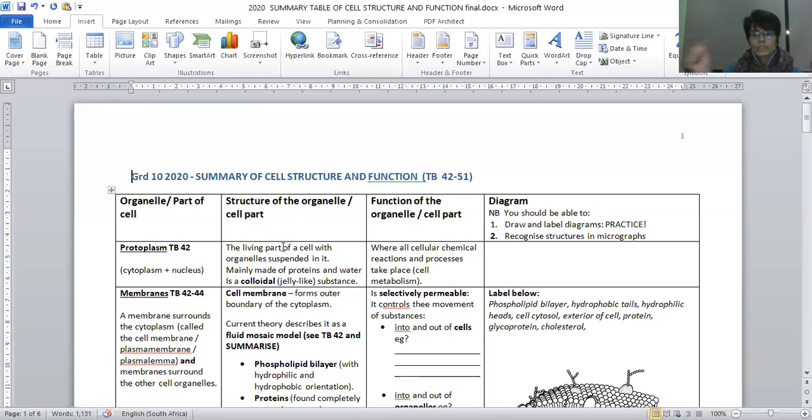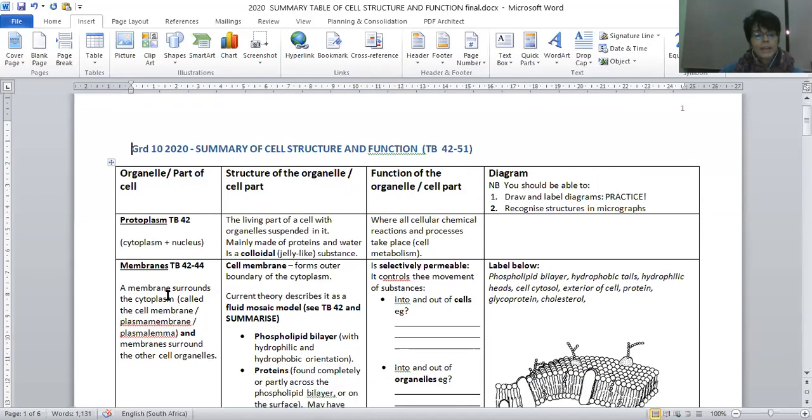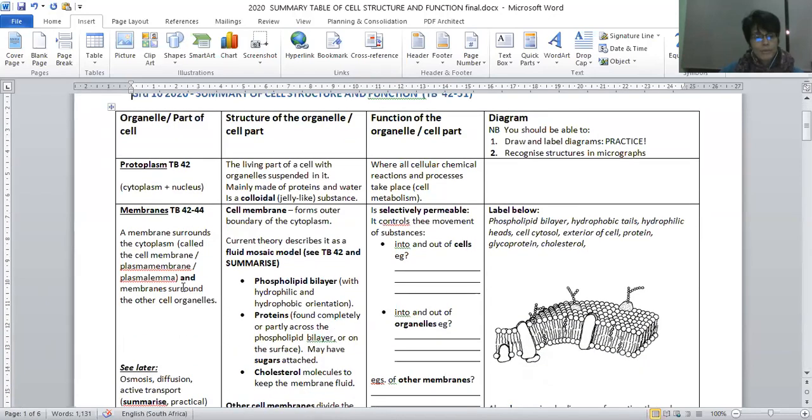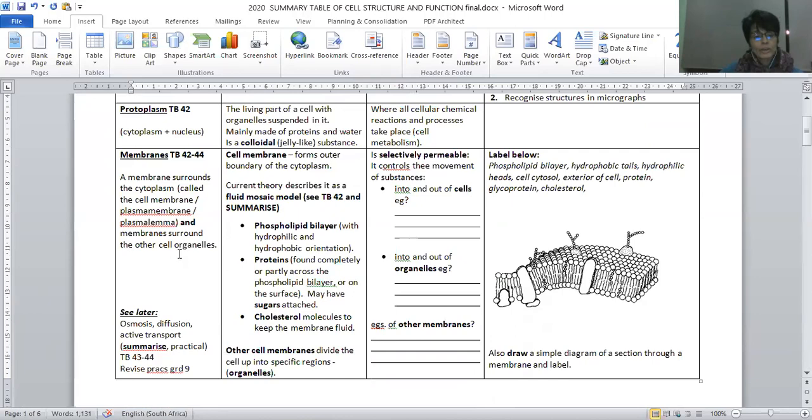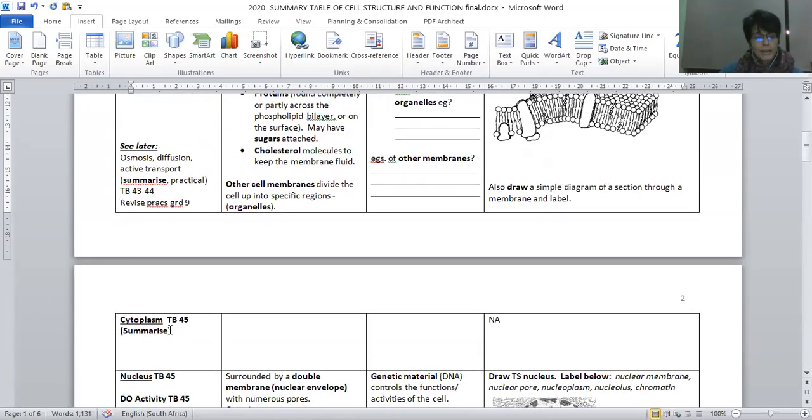And I like things to be categorized. So I've got the first column is the organelle or part of the cell, the structure thereof, the function thereof, and a diagram. So either you are asked to label the diagram and maybe draw the diagram. So in the first part, we are going to look at protoplasm, and I've already discussed membranes with you in the lesson video, and then also the cytoplasm.